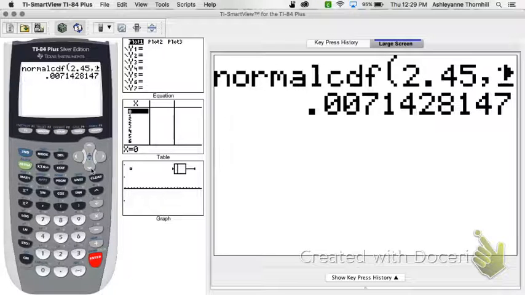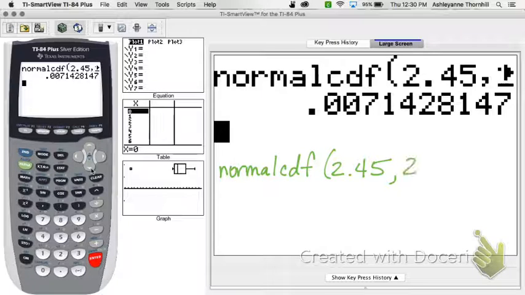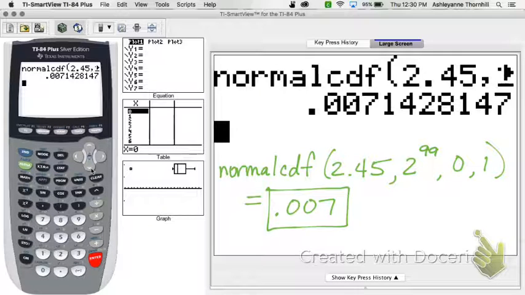So what I want you to write for your answer, because you're going to be asked to show your work, which is basically just typing in what you put in the calculator, is not just the answer. I want you to write normal CDF, your lower bound, your upper bound, 0, 1, equals 0.007. So that would be how you show your work for this kind of question.